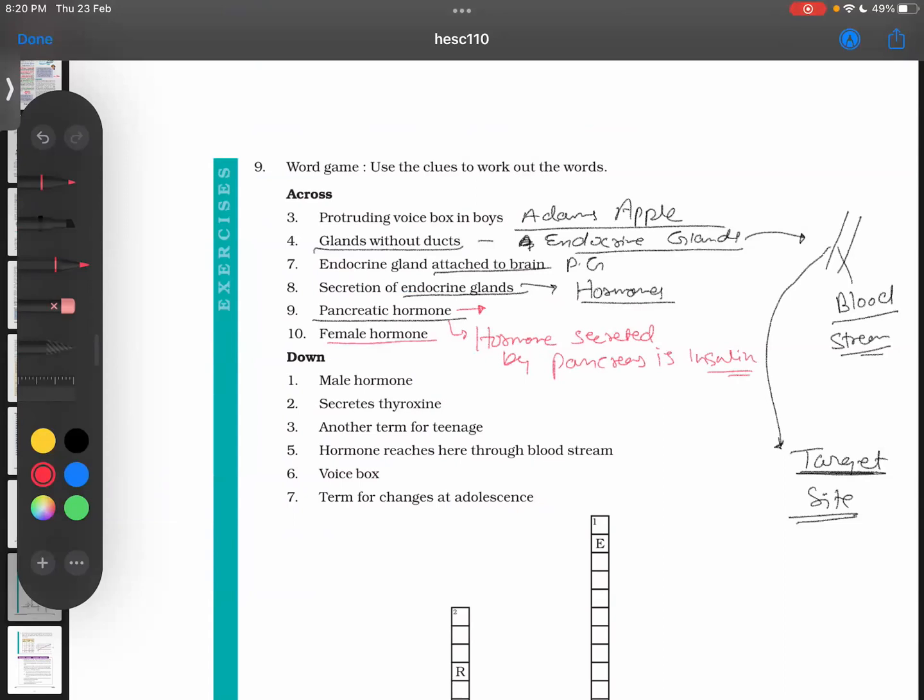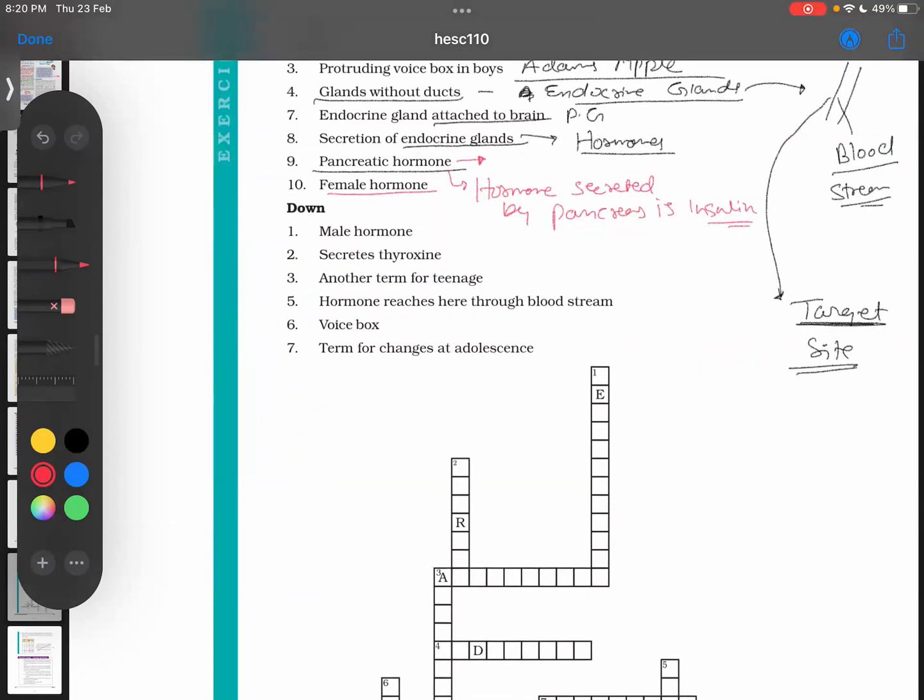Female hormone. The female hormone released by ovary. Ovary releases ovum, and apart from ovum, it releases some other hormones. Estrogen, right? Progesterone. The progesterone is released while the female is pregnant.